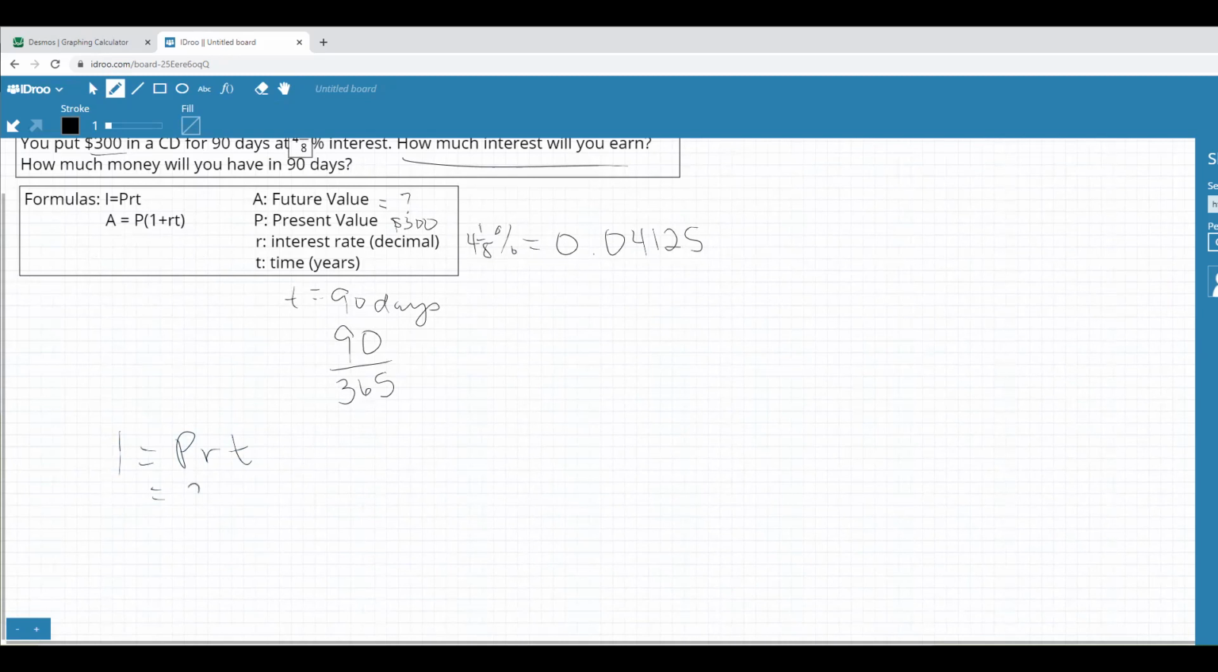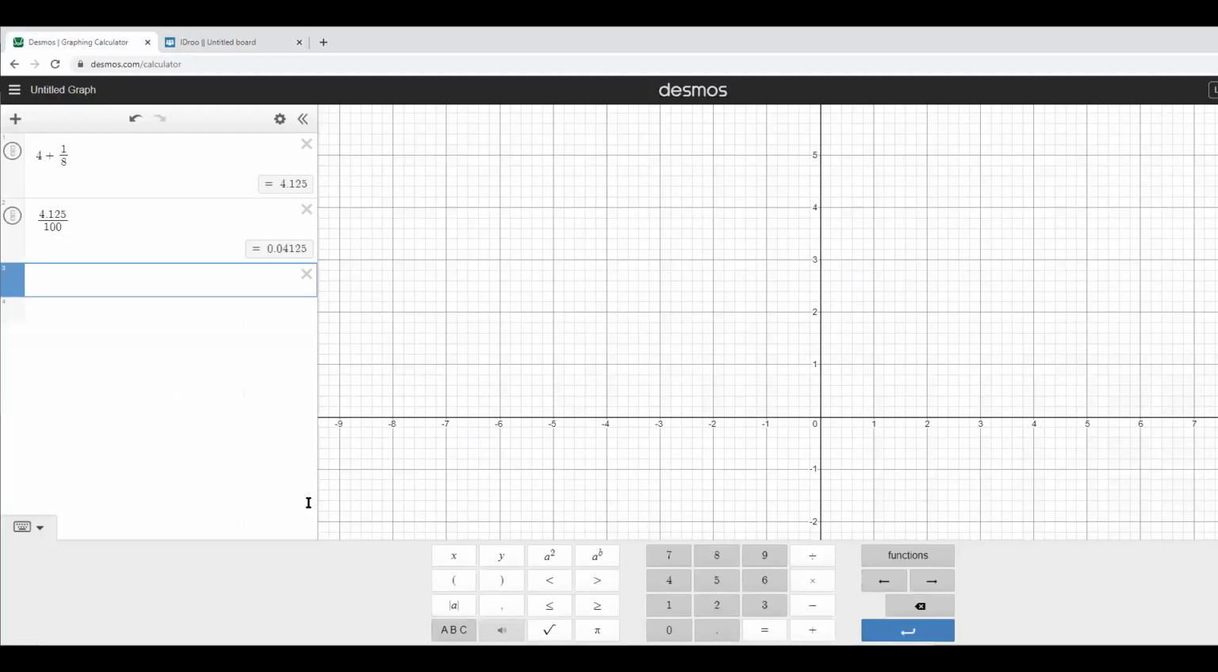and replace P with 300, R rate with 0.04125 and our time with 90 over 365. And now we're going to plug this into Desmos. So we'll put 300 in here, times 0.04125, and then 90/365. And so that tells us the amount of interest that we're going to earn over that period of time.